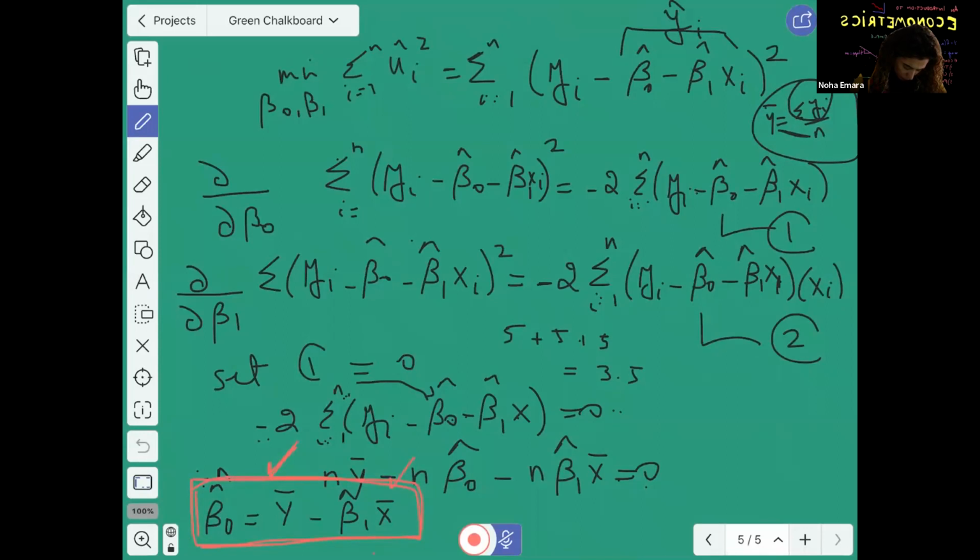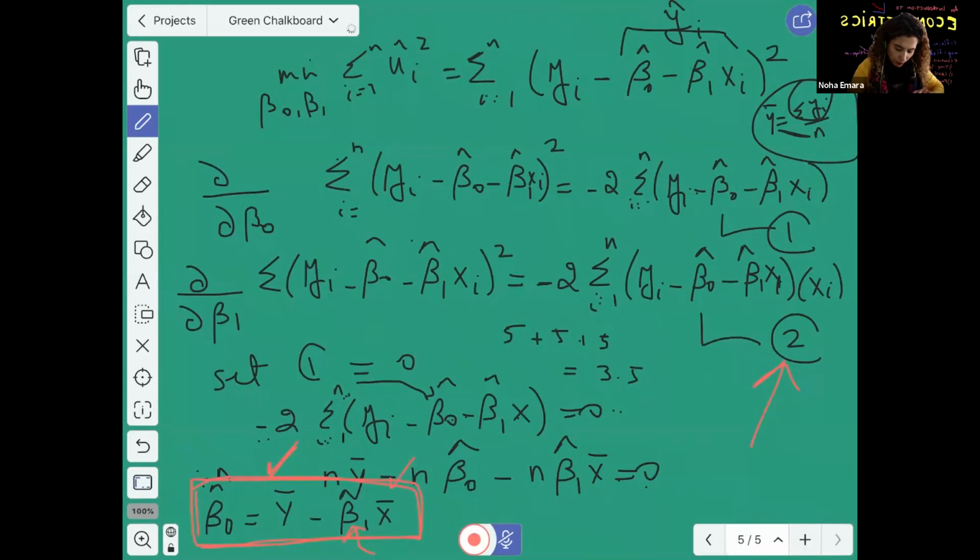But now I need to figure out what's the value of beta hat 1 in order to be able to get the value of beta hat naught. So that brings us to the next step, which is in order to compute beta hat 1, you need to solve equation number 2. Again, setting equation number 2 equal to 0 and then solving for beta 1, we can find the value of beta hat 1 in order to complete this.